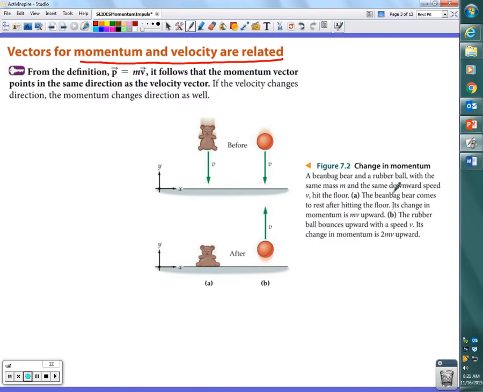If we have this situation right here, we have a beanbag bear and a rubber ball, okay? If we drop both of them, we know that on the way down, they should accelerate at the same rate, right? And when they get to the ground, they should be going the same speed because gravity accelerates them all the same rate. But when they hit the ground, obviously two different things happen. The beanbag stops, but the ball will go back in the other direction.